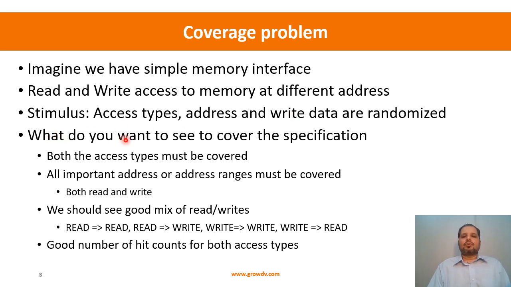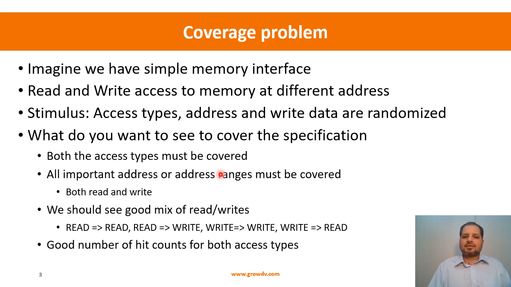And what do we want to see as part of our functional coverage specification? First, we want to see that we are able to issue both types of accesses, read and write. Second, I want to make sure that all important addresses or address ranges are covered. If it's a small address range, then we can maybe cover each and every address. If it's a large address range, then at least we divide it up into a few ranges and make sure the beginning, somewhere in the middle, as well as towards the end are covered.